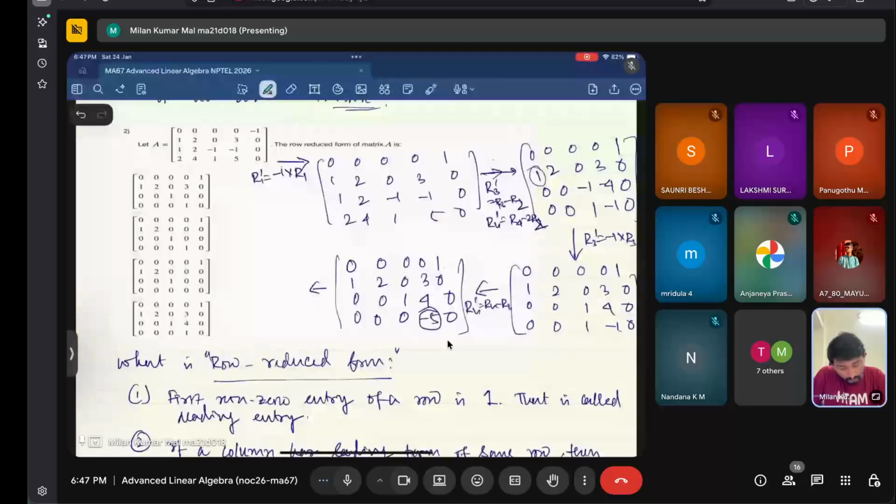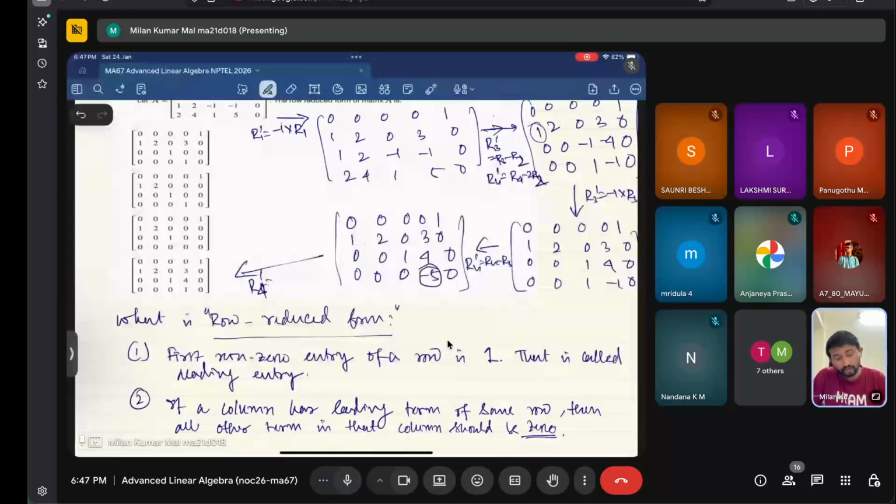I think this is what it is matching: 0 0 1 1 2 0 3 0 0 0 1 4 0. Yes, this is matching. So I will get R4' = -1/5 times R4. So you'll get this one. So this is the correct option.